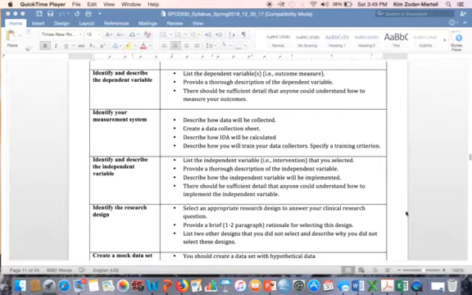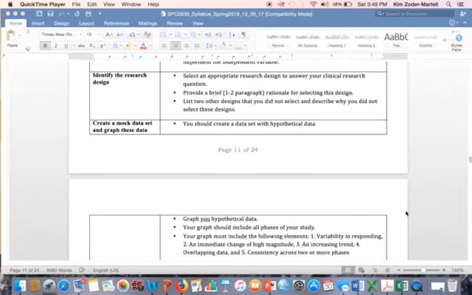I anticipate that this could take you a page or two in order to do adequately. Then you're going to identify the research design. So given the scenario, the number of participants, and the referral concern, you're going to select the research design to answer your clinical research question.